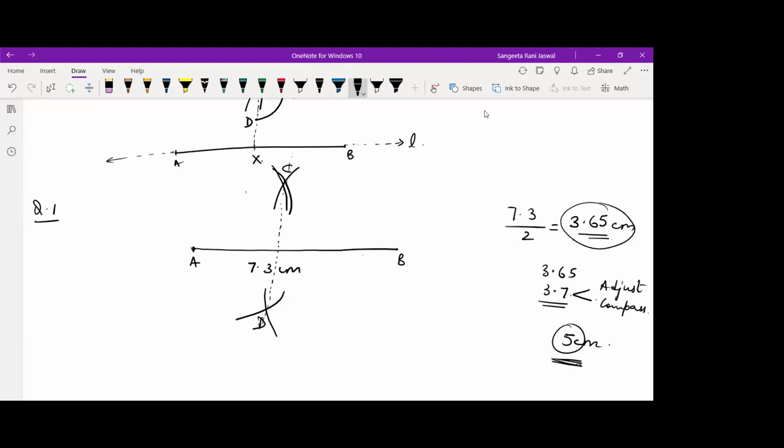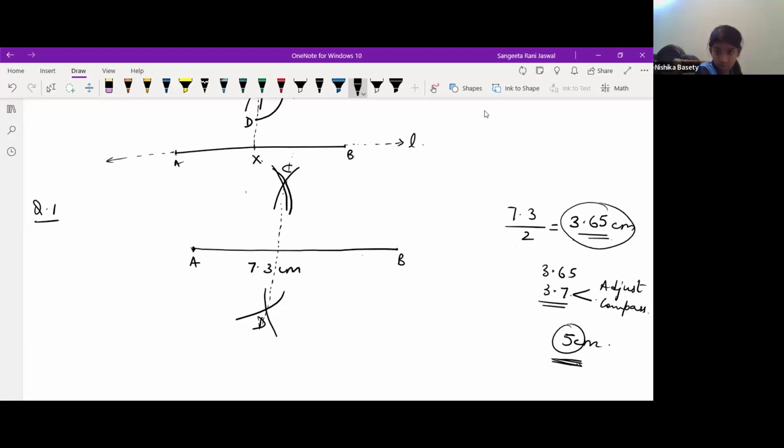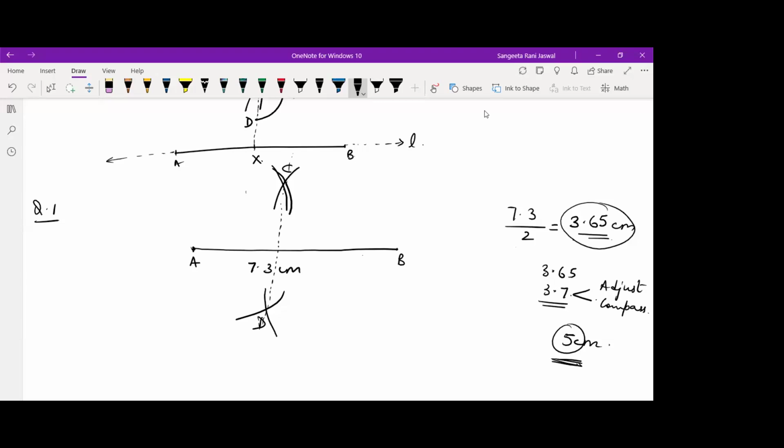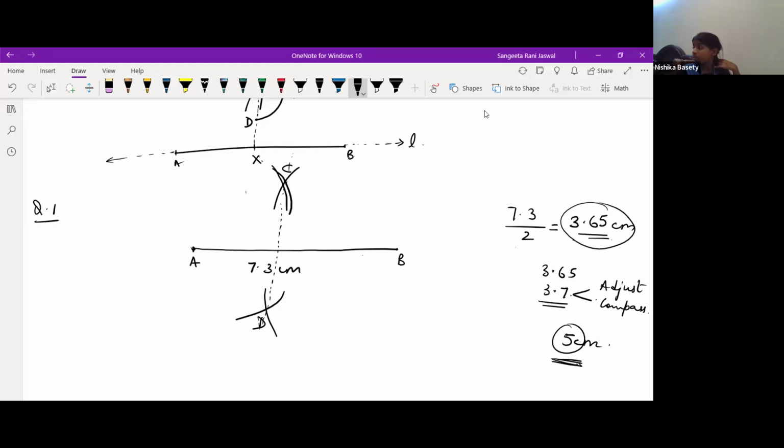Join CD, and you can say that CD is your axis of symmetry. Axis of symmetry means the line which is passing right through the center, dividing it into two equal parts. Okay.